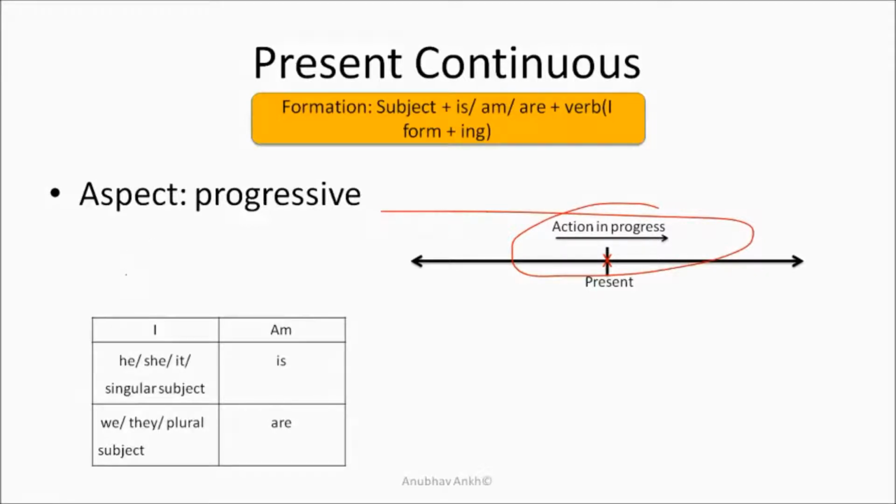Now let's see these helping verbs. With I we use am. With he, she, it and singular subjects we use is. And with we, they, you, and plural subjects we use are. Clear?